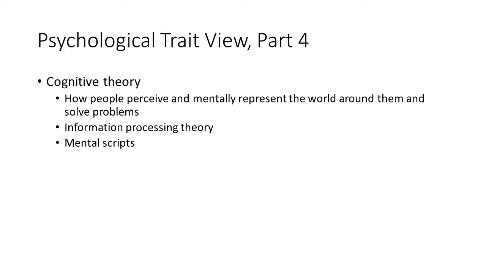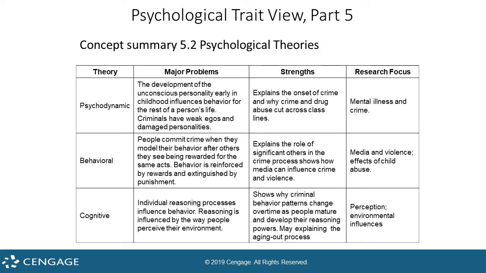So those are the psychological trait views. We are going to move on to the next topic at hand. Actually, before we move on to the next topic at hand, which is personality and crime and mental disorders and crime, here is a summary of the psychological theories broken out into a chart: the psychodynamic, the behavioral, and the cognitive that you can use for your studies.